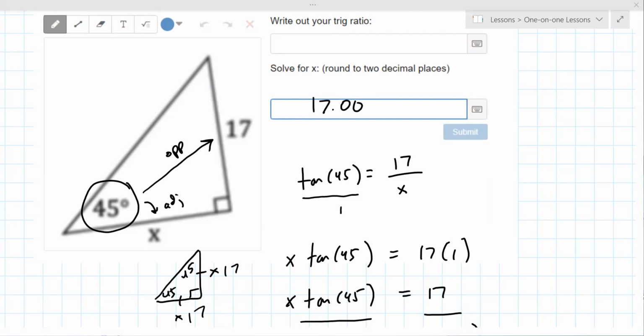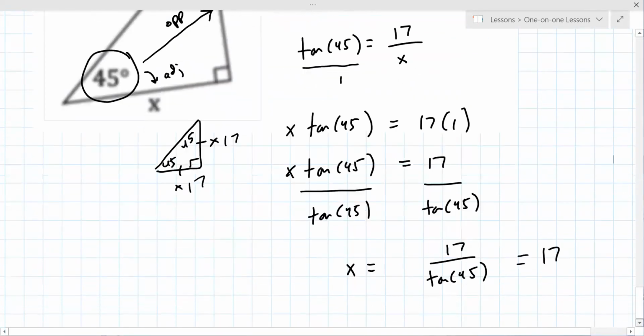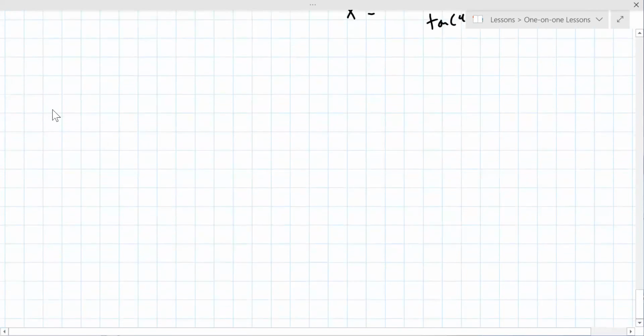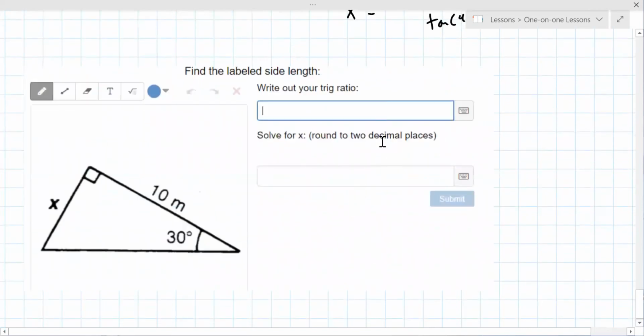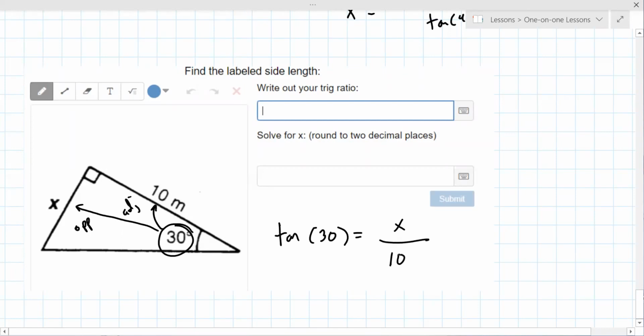Okay, so the next question here is also a special triangle, but you can solve it using trig, meaning sine, cosine, and tangent. I'll point that out when we're done. Actually, this one doesn't work out very nicely. So relative to this angle, 30, x is opposite and 10 is adjacent. So we're using tangent again. Tangent of 30 equals the opposite over the adjacent.